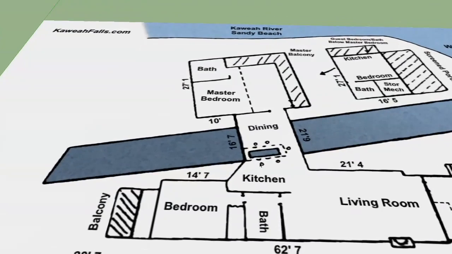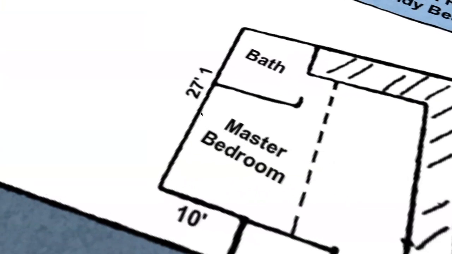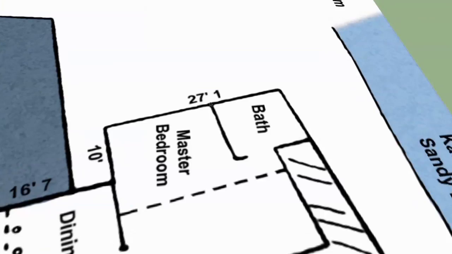Let's go with this wall over here, this bath and master bedroom area. Let's go ahead and set this. This wall is 27 feet, 1 inch. So that's good. We'll go ahead and use that measurement.